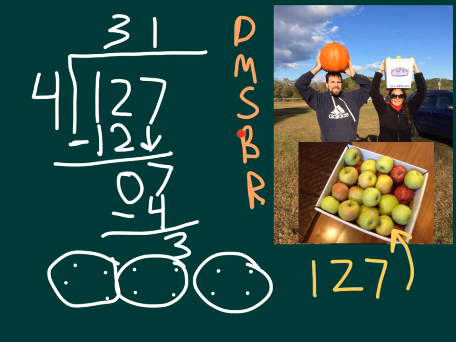My next step would be bring down, but I see I have no numbers left to bring down. So this repeat now becomes a remainder. That means this is left over. So all I'm going to do is bring that up. So now I have 31, remainder 3.